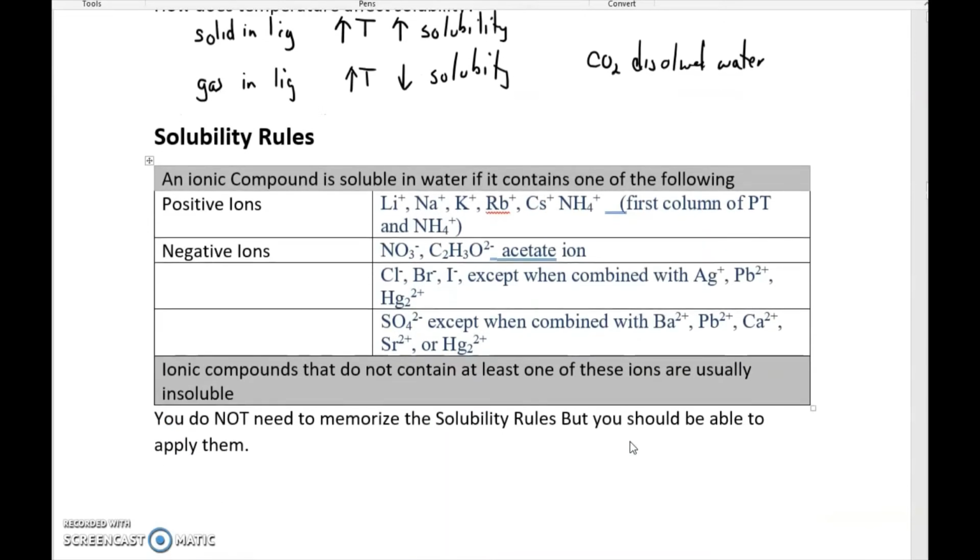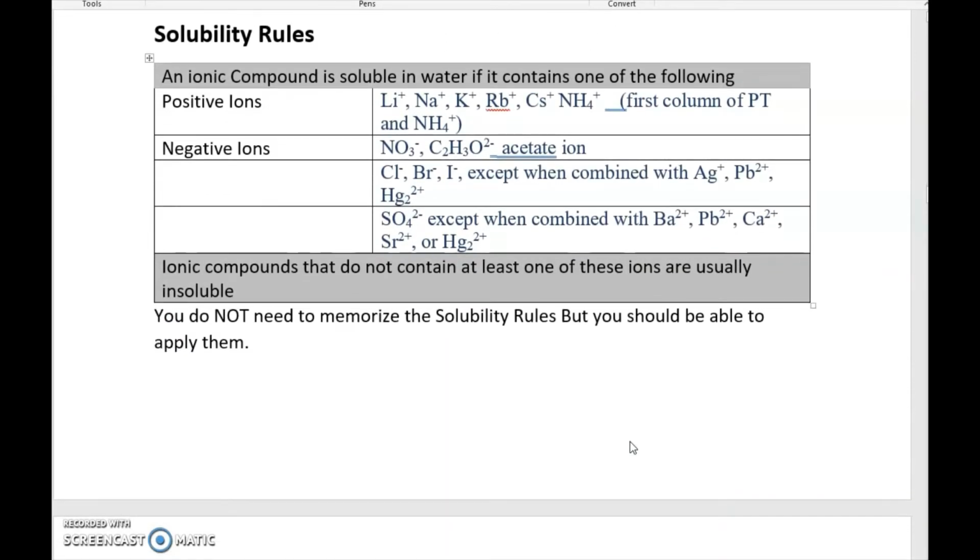Okay, so we have some solubility rules. You don't need to memorize them, but you will need to be able to apply them. It's important to note that a compound is soluble in water if it contains one of the following. Check first its positive ion. If it has lithium, sodium, potassium, rubidium, cesium, that's the first column of the periodic table basically, or ammonium, it will be soluble.